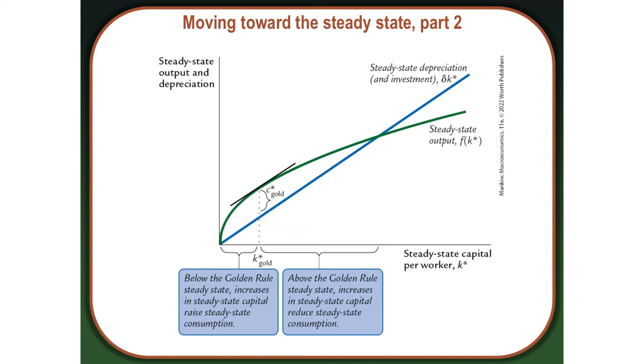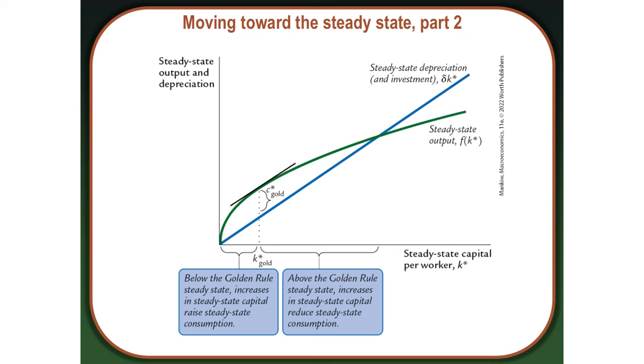So that begs the question, well, what's the best level of capital per worker? And so one way to assess that is to say, all right, which level of K-star, which steady state value of capital per worker, maximizes consumption per worker? Okay, so now in this graph, we're no longer looking at the investment function, we are looking at the production function. So this is total output now, this green line.